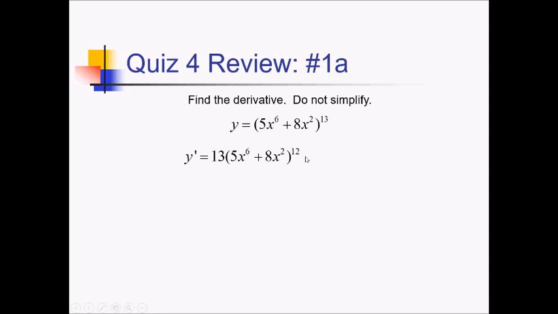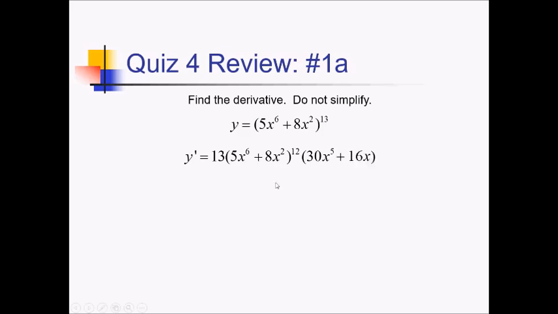Then we're going to multiply by the derivative of the inner function, or functions. In this case, there's just one function, and it's a polynomial. So going left to right, we have derivative of 5x to the 6th, which is 30x to the 5th. So I'm going to multiply this in a parentheses right next to the original here. And then we have 8x squared becoming 16x.